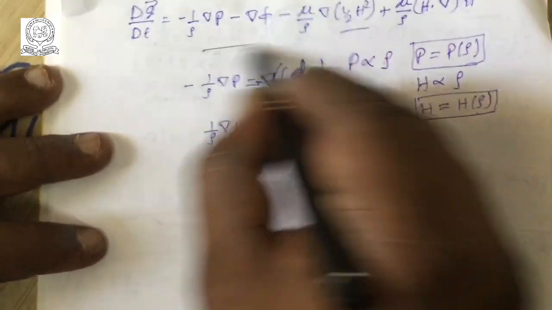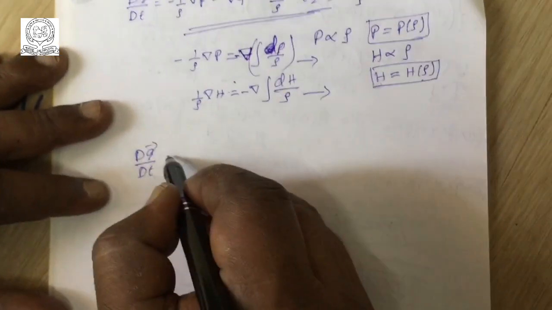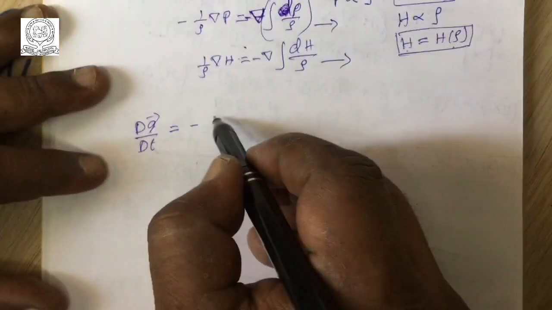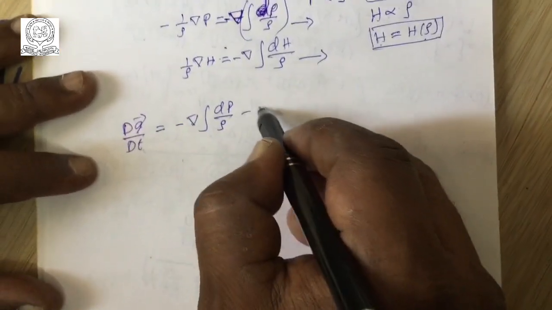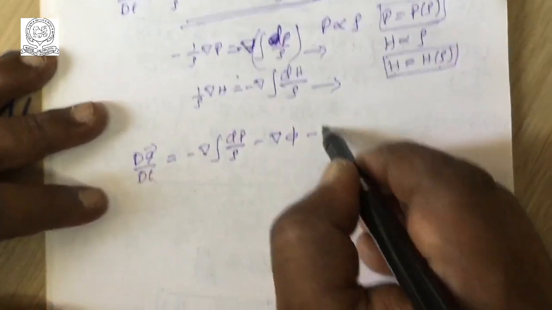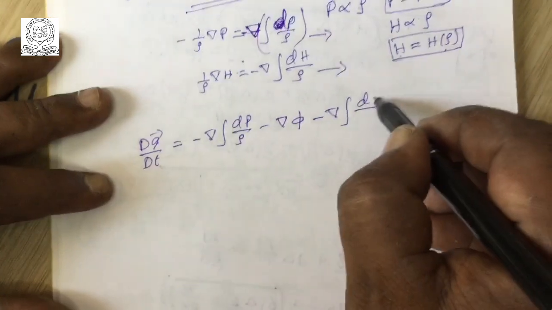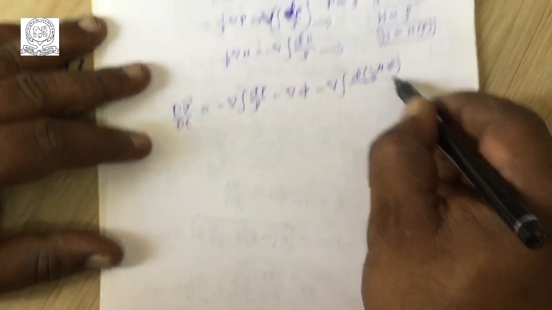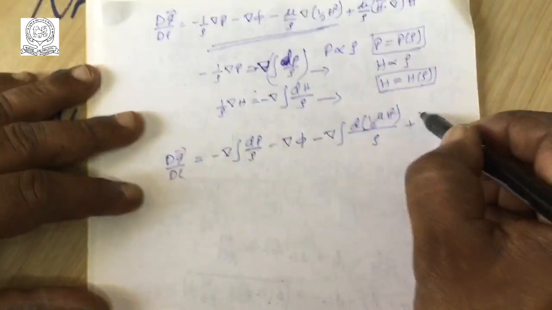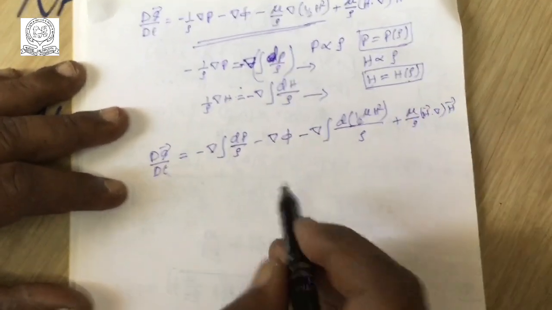Now, using this concept, this equation can be written as dq by dt is equal to minus gradient of integral of dp by rho, minus gradient of phi, minus gradient of integral of the derivative of 1 by 2 mu into h square divided by rho, plus the remaining term, mu by rho into h dot del of h.